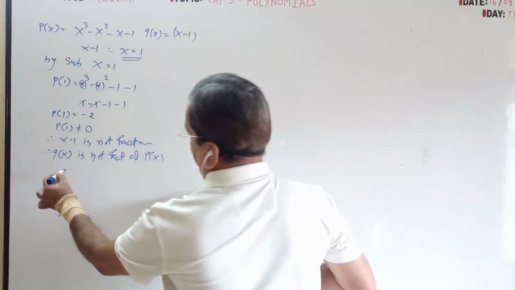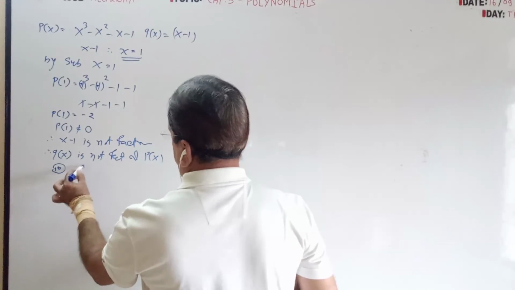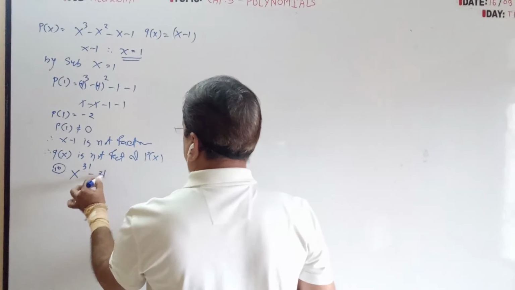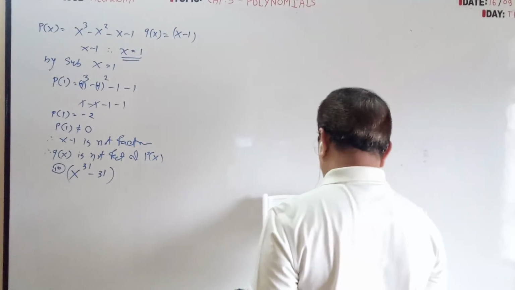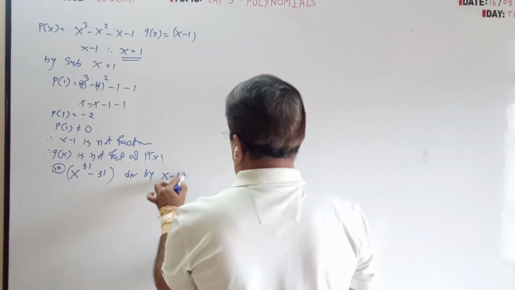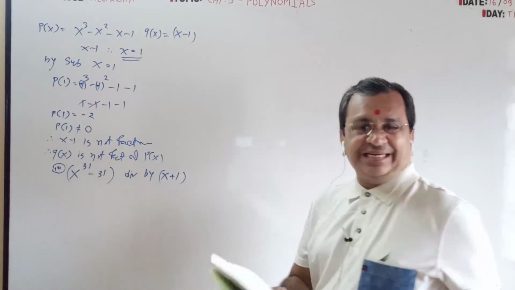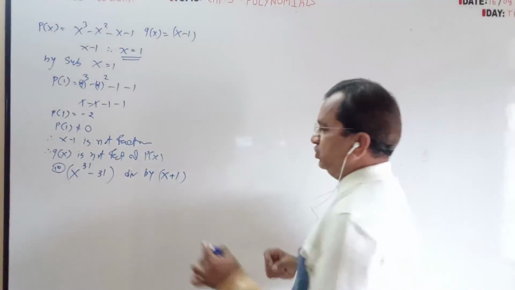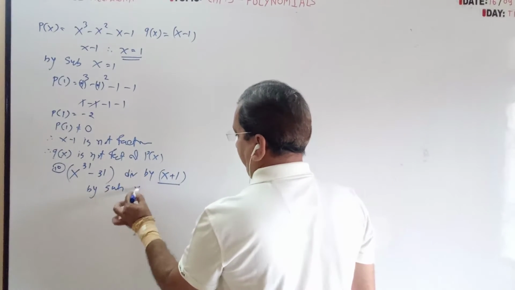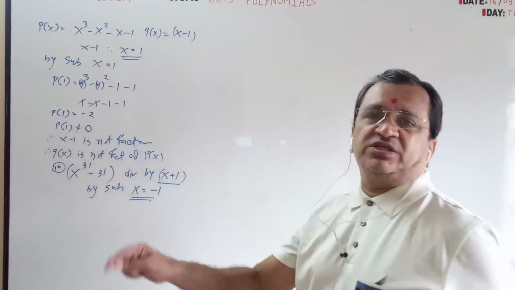Now with a very higher power, x raised to 31 minus 31 divided by x plus 1. So by substituting, x plus 1 gives x is equal to minus 1.